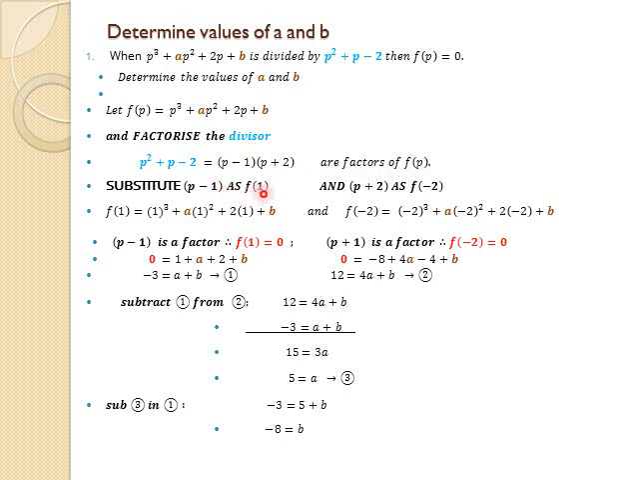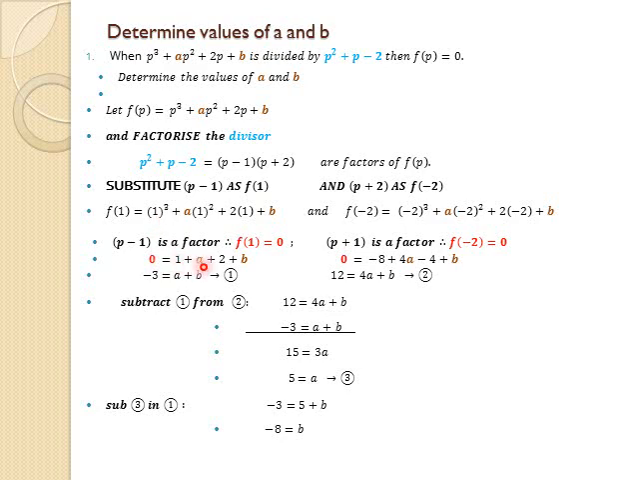So for p minus 1, I'm going to substitute f of 1. For p plus 2, I'm going to substitute f of minus 2. Meaning if I take 2 over, it becomes negative 2. If I take negative 1 over, it becomes positive 1. So in the equation, for 1, it becomes 1 cubed plus a times 1 squared plus 2 times 1 plus b. Same thing for negative 2: negative 2 cubed plus a times negative 2 squared plus 2 times negative 2 plus b. Because they're factors, we can equate both equations to 0.